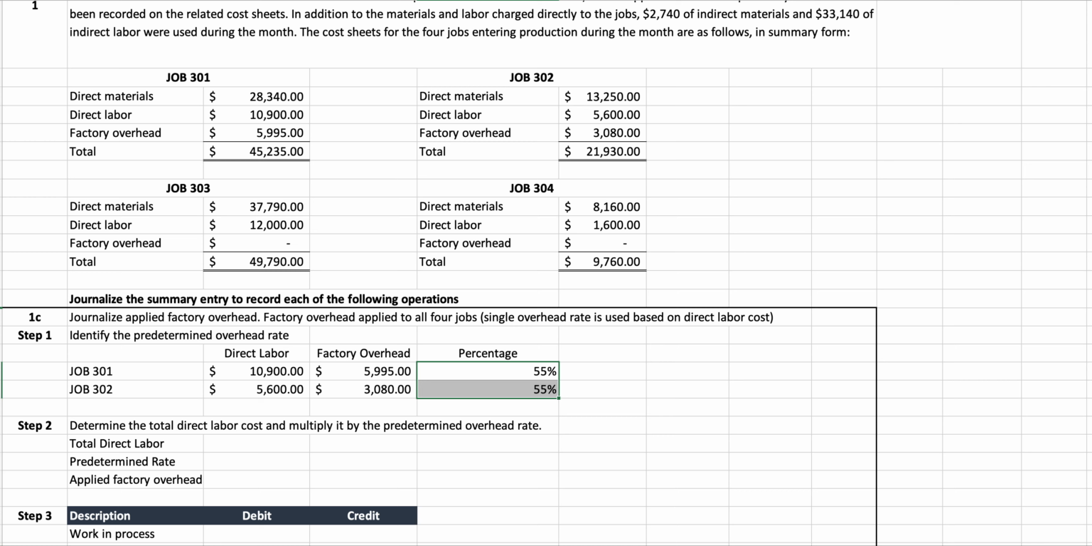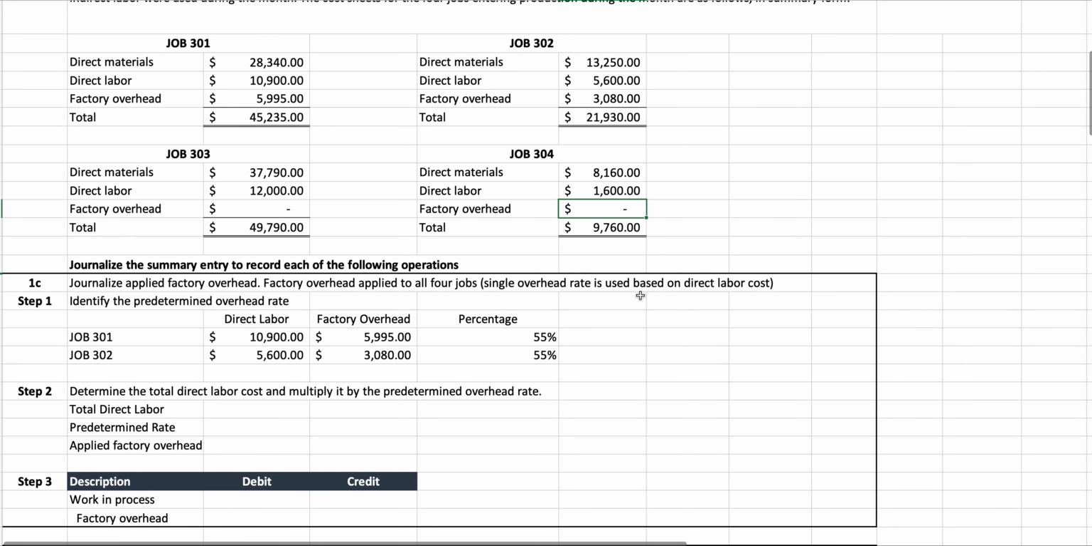Now, in real life, you wouldn't back into the percentage. You would actually already know what your percentage or your application rate is. But in this case, we're going to calculate our percentage so that we can then determine how much factory overhead we apply to jobs 303 and 304.